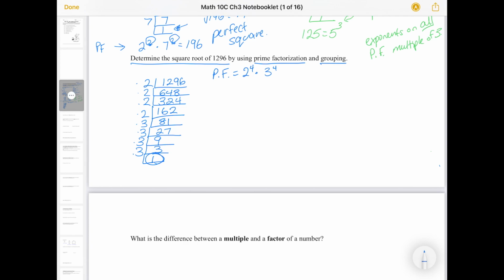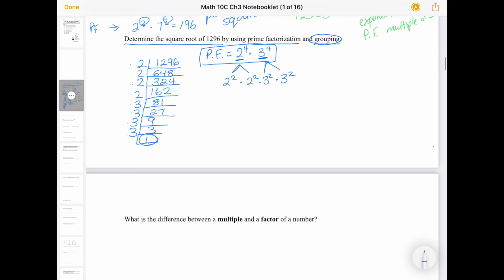Okay, so that is my prime factorization step. For my grouping now, I'm going to break up my prime factors into even groups. So my 2 to the 4, I'm going to say that's 2 squared times 2 squared. My 3 to the 4, that's 3 squared times 3 squared. And now I can rearrange them. I know, stay with me.